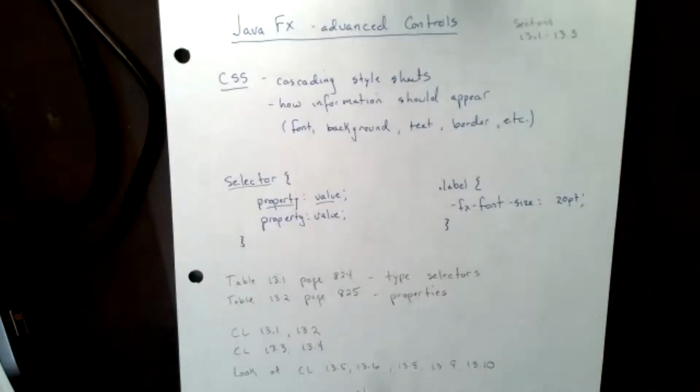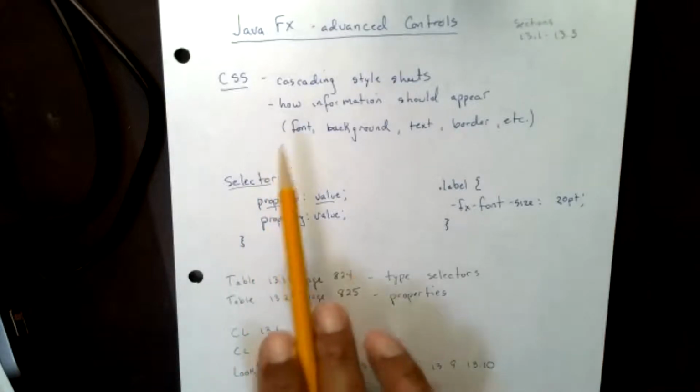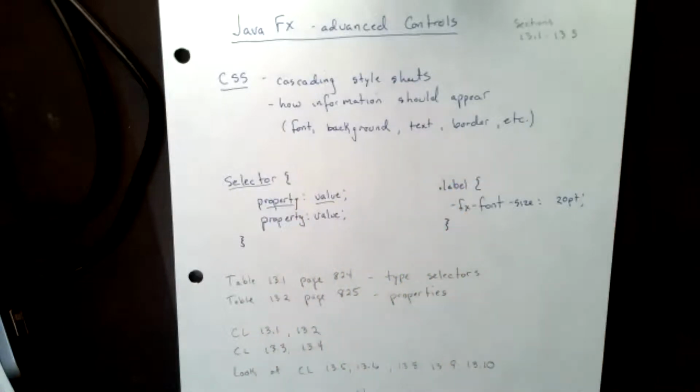Well, the first thing that we're going to step into today, section 13.1, is these .css, these cascading style sheets. And you did the code listing, most of you, almost all of you, and you know that this is a great way to set the font, the background, the text, the border, and all these different things on your labels or on your buttons to make the appearance of your GUI look a little bit better than what it was before. And it's also very useful in HTML.